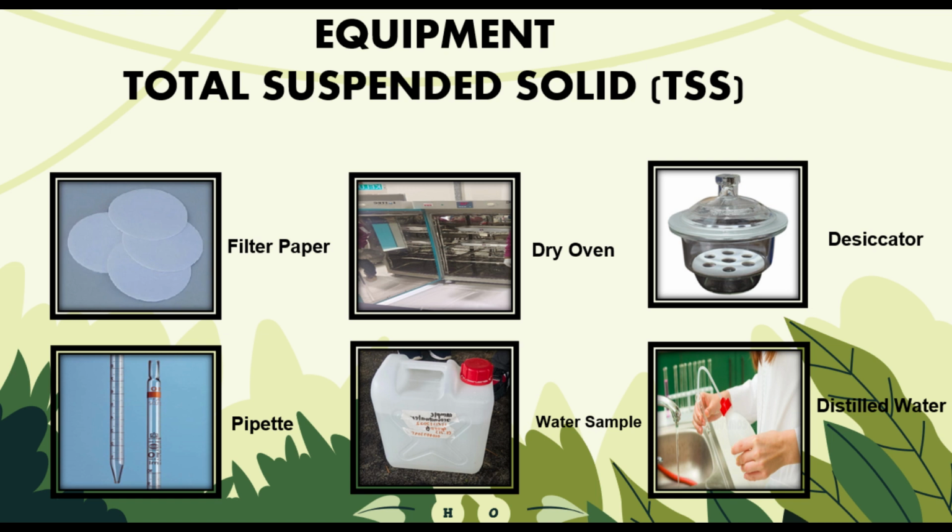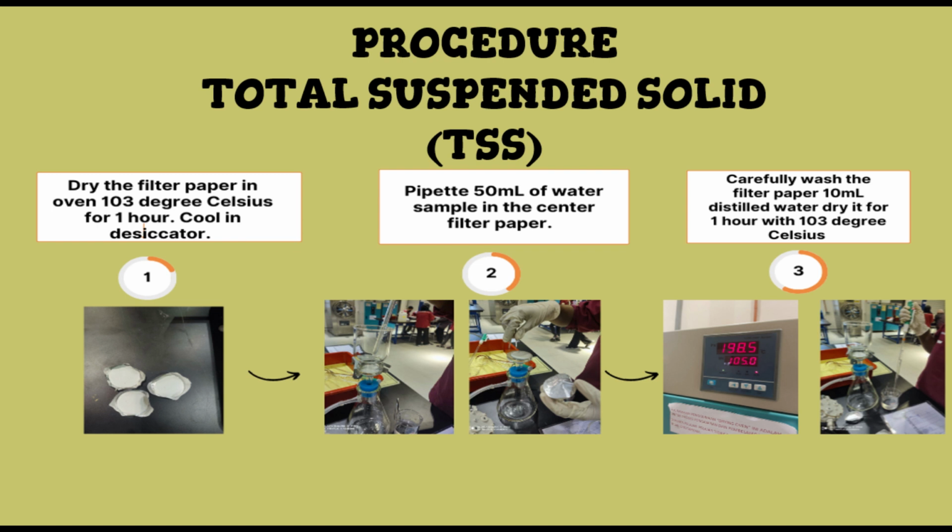Furthermore, total suspended solid procedure. For the first step, dry the filter paper in the oven at 103 degrees Celsius for 1 hour and cool in desiccator. Shake the water sample to ensure homogeneity and pipette 50 ml of water sample onto center weigh filter in a Buchner funnel using a gentle suction.